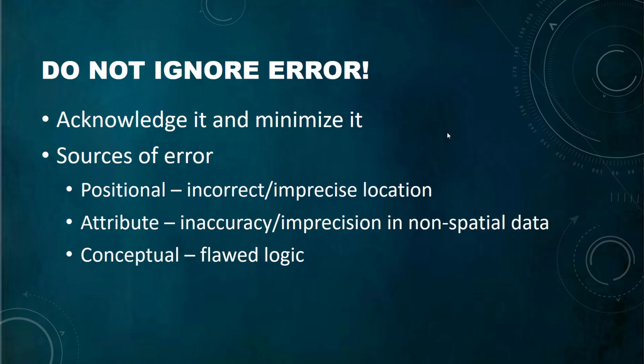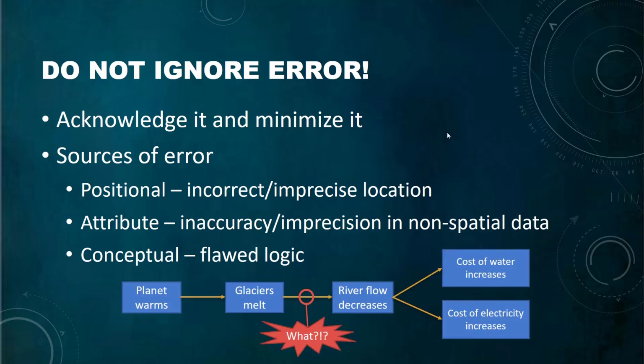And then last but not least is conceptual error, which is essentially flawed logic. So this is, regardless of whatever condition your data is in as far as accuracy and precision, conceptual errors mean that you have made an error in making a decision about something. So as an example, the planet is warming up and therefore the glaciers are melting and therefore river flow decreases. That doesn't make any sense, right? The glaciers are melting, there is more water available, the river flow should be increasing in areas fed by glaciers. So you want to be careful of these kinds of things. They can be harder to spot, but we see them all the time.